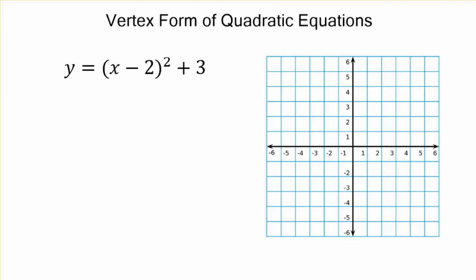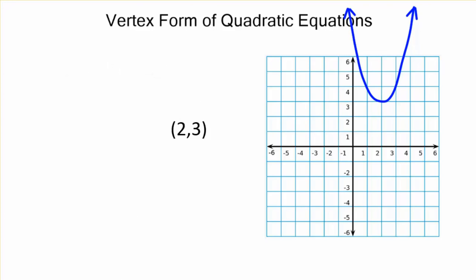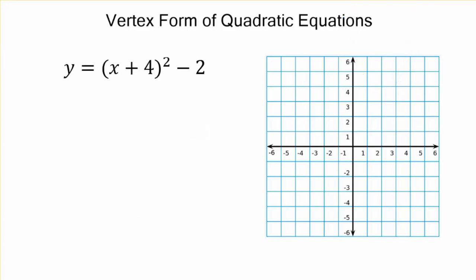Again, very simple. Minus 2 and plus 3 becomes positive 2, positive 3. We're going to go right 2 and up 3. The whole parabola just travels along that way. Let's try another one. This one has a positive 4 and a negative 2. We're going to make it a negative 4, negative 2. All you have to do is go to the left 4 and then down 2.